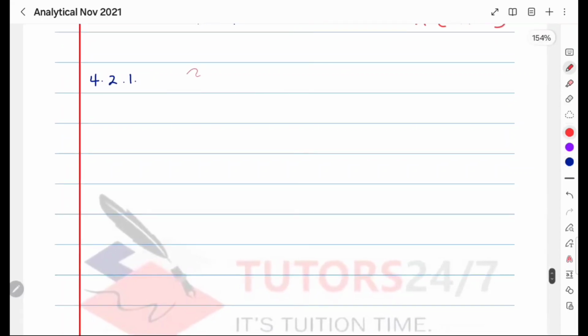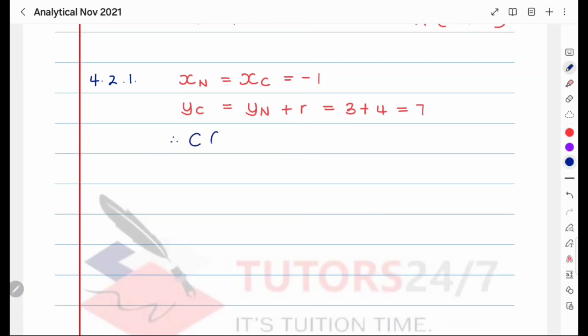So here we can make a note that the x value of N is equal to the x value of C, which is negative 1. To find the y value of C, you take the y value of N and you add the radius, which is going to give you 3 plus 4, and that gives you 7. Therefore, the coordinates of C are negative 1 and 7.